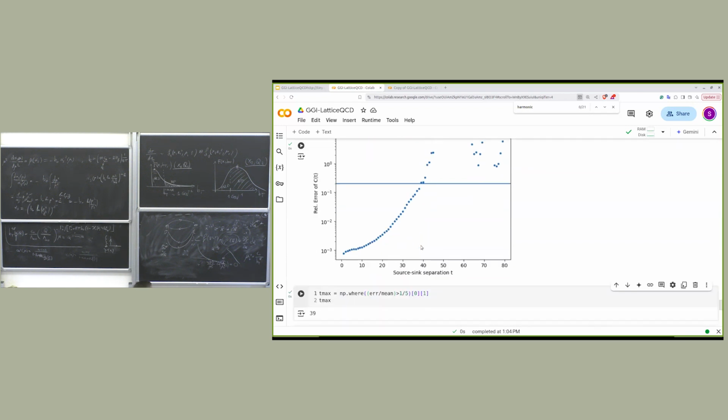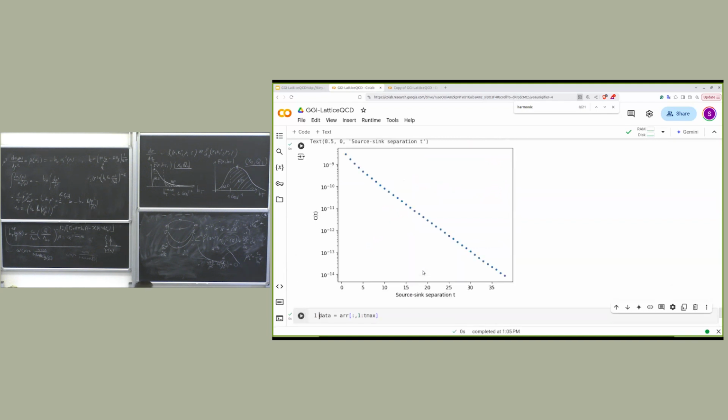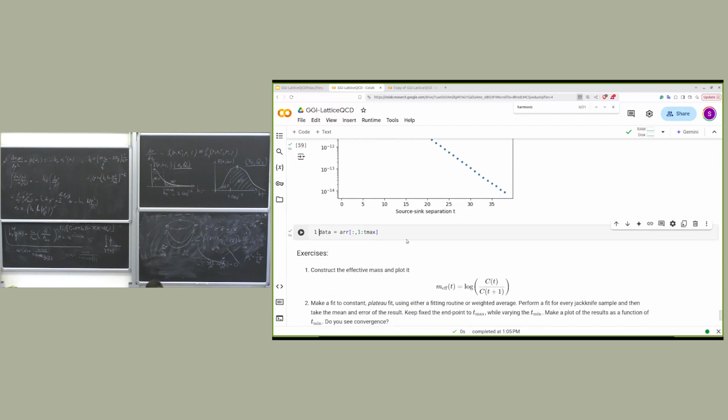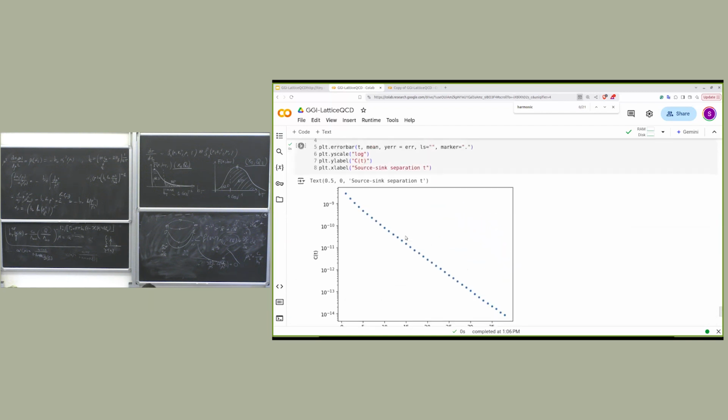If we cut our data there, which is 39 source-sink separations, we define this Tmax, we plot it again, we get the correlator we want to fit. This is really the correlator we want to fit. This is where we can trust both the error and all the statistical information. Okay? So this is important. So the data you want to analyze is the one in this range 1 to Tmax.